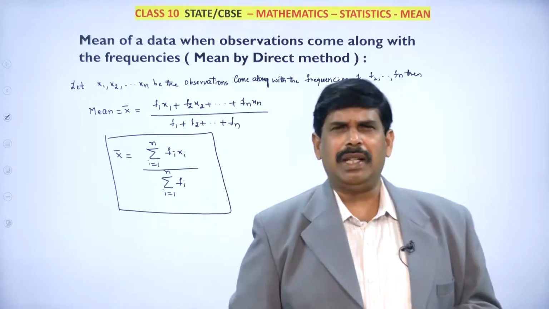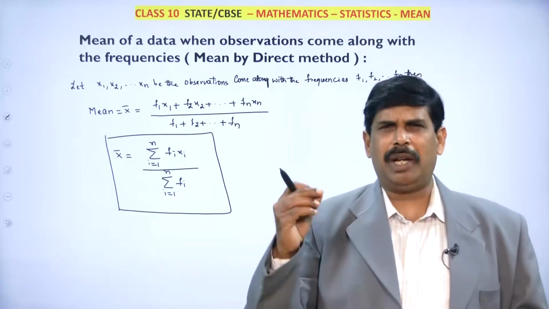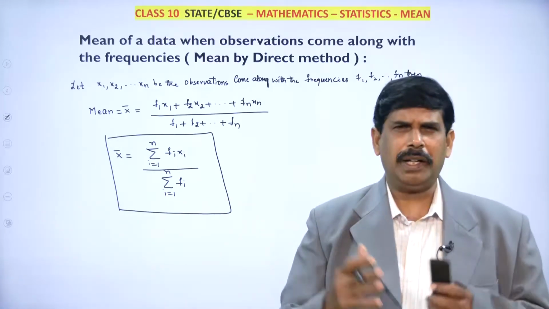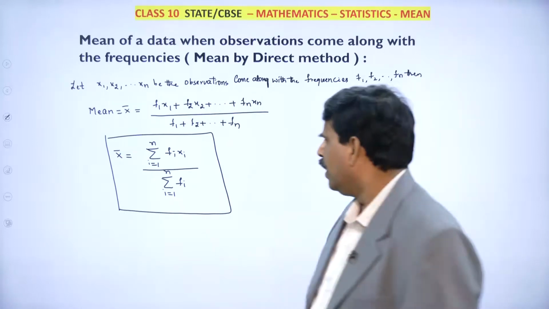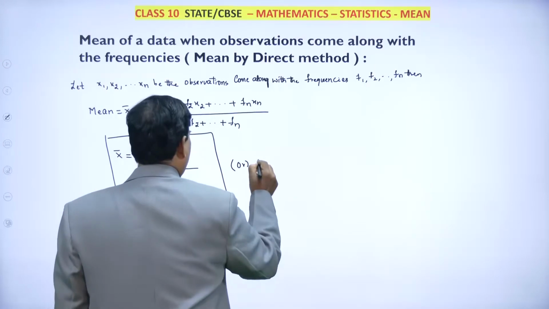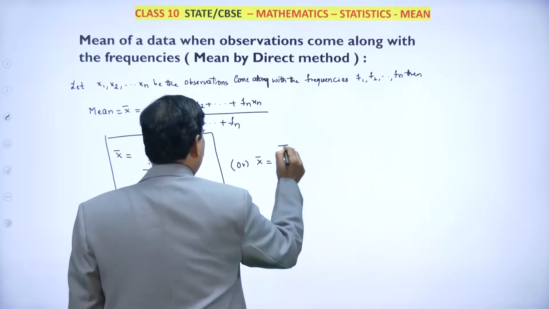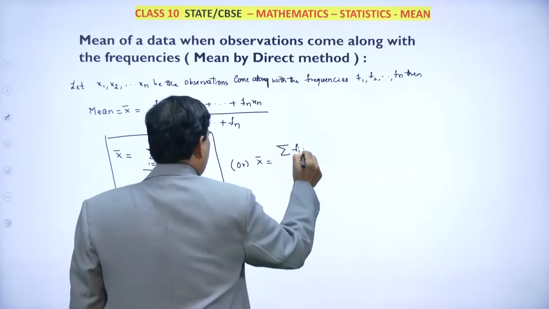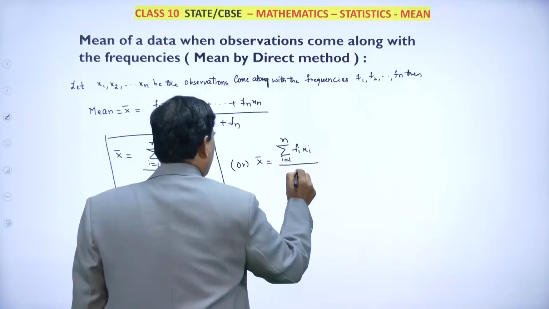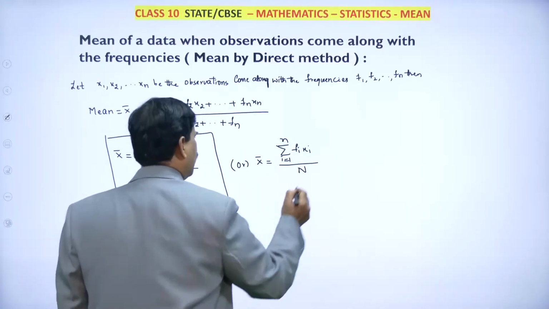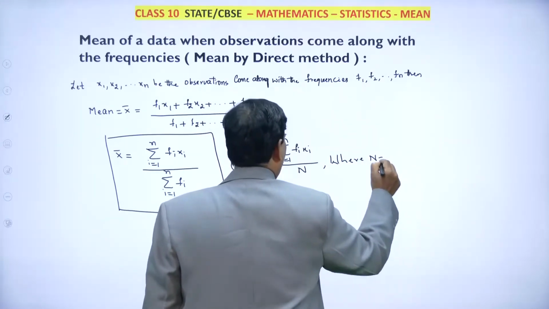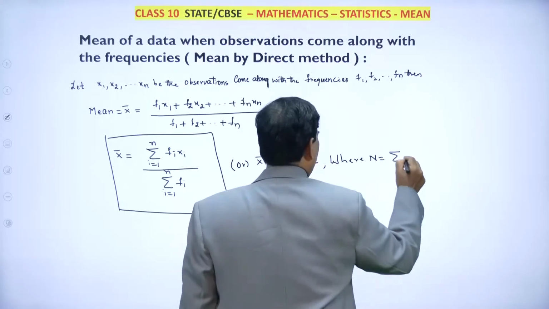So when the observations come along with the frequencies, you multiply both of them, you find out f into x. The same thing you can also write in another way, that means x bar is equal to sigma fi xi, where i takes the values 1 to n, divided by n, where n we will call the total frequency, that is nothing but sigma f.